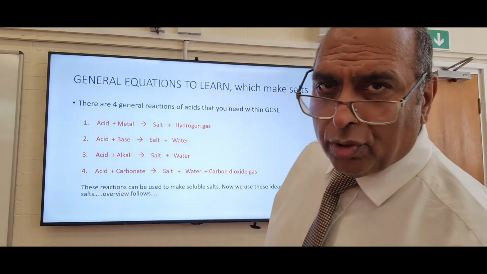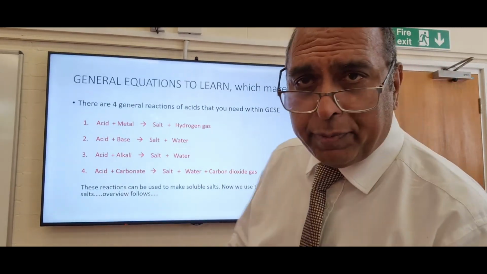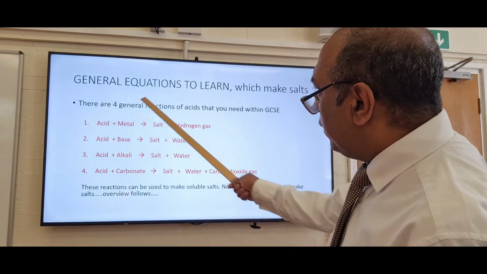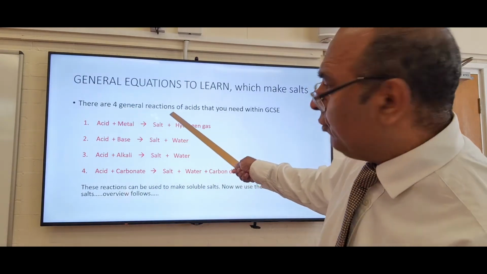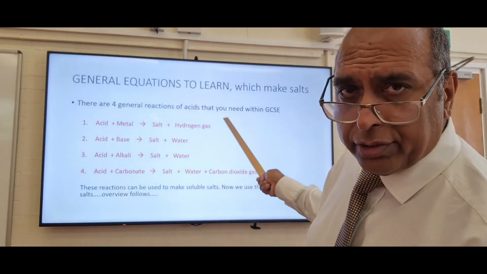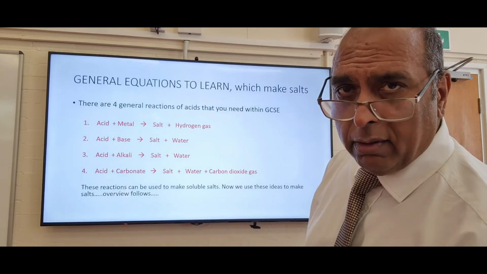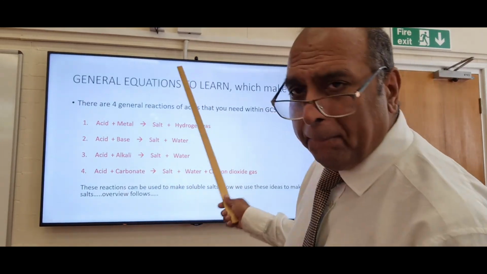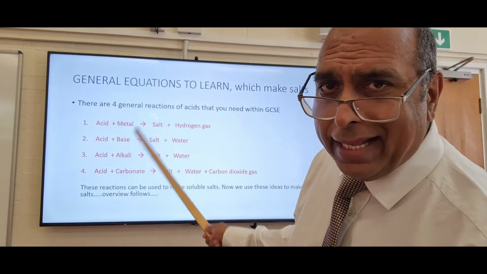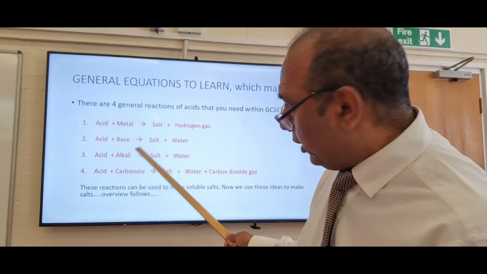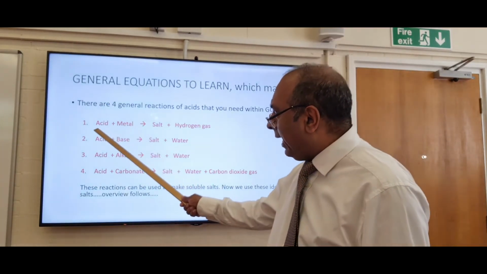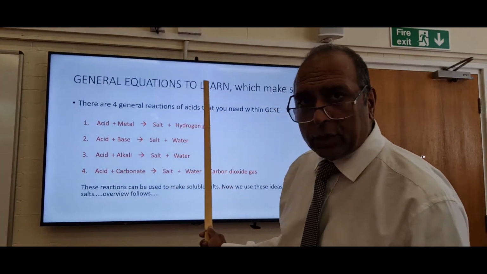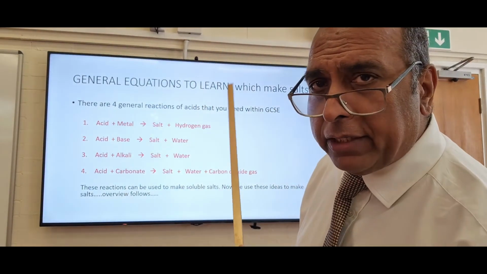probably the most important slide of this presentation is there are 4 general reactions I want you to learn. Those 4 in red, learn them. They will be used in this topic to make salts. Look, an acid and metal make salt and hydrogen gas. We've done that previously in year 9.